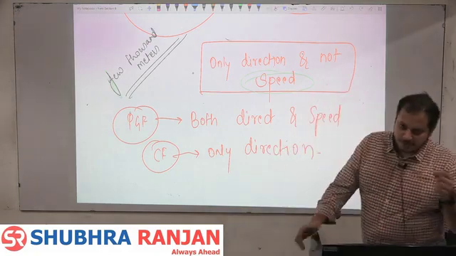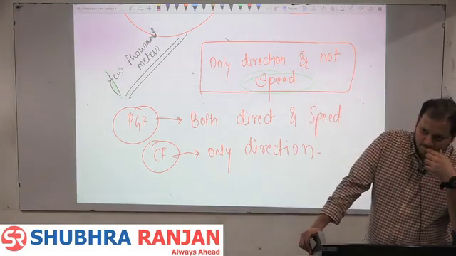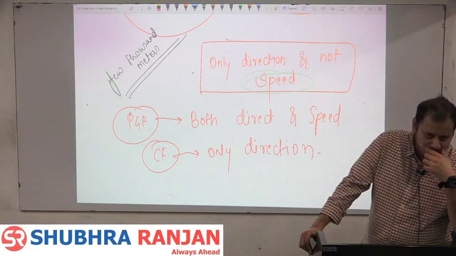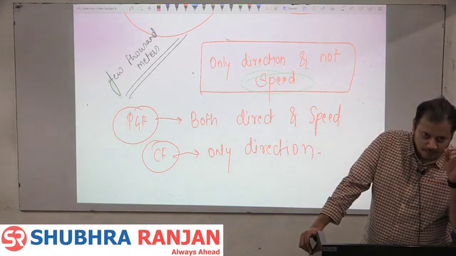Matlab it is not going to act on which winds? Antitrades pe act karega? Nahi. Jet streams pe act karega? Nahi. Next.